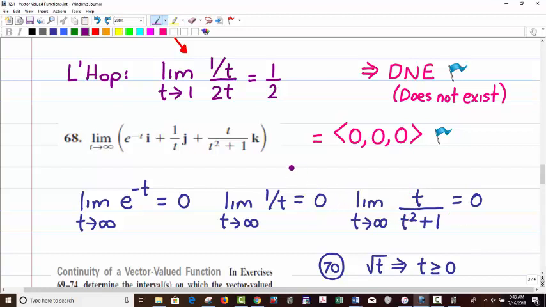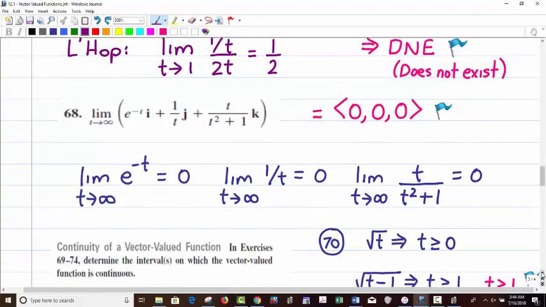But you see, the answer is not the number 0. So if you were picking answer choices in a multiple choice format and you saw one of them that had the number 0 and one of them that had this vector 0, 0, 0, you need to be choosing the vector answer 0, 0, 0. Okay.